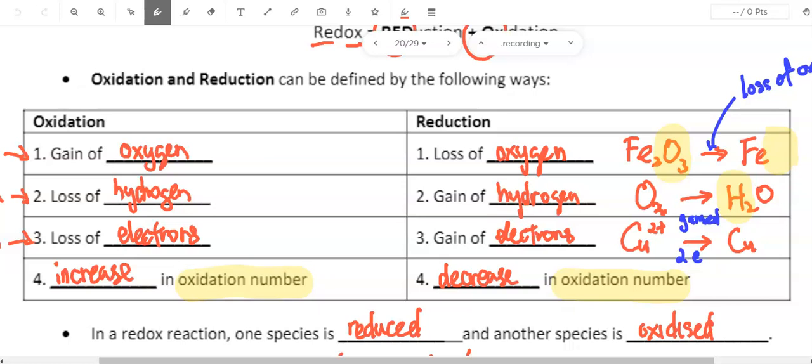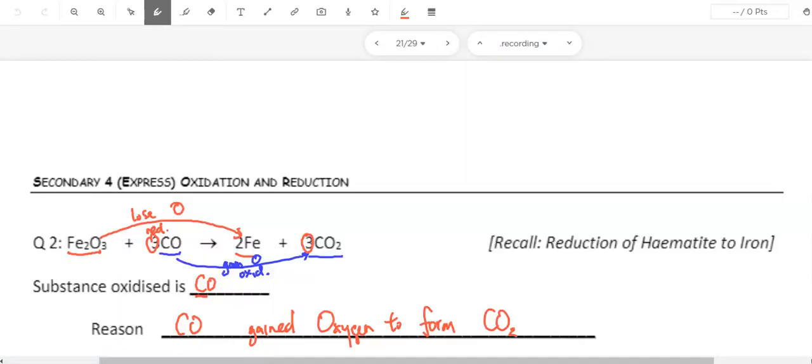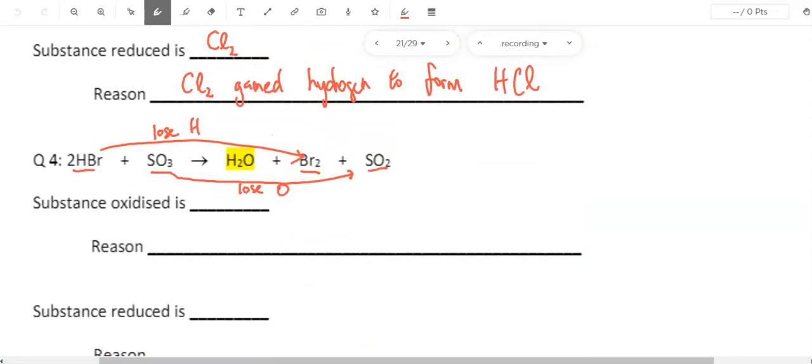So remember this. Now let's go back to the slide. So I know lose hydrogen, this is oxidation. Lose oxygen here, this is reduction. So the substance that's oxidized is actually HBr. Okay, so the reason is because HBr lost hydrogen to form Br2.